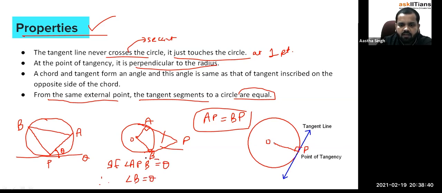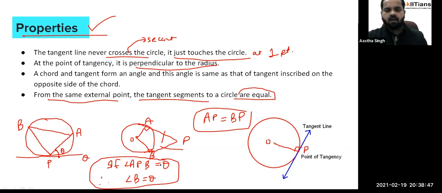Just keep in mind, it is basically the alternate segment property, the angle property of a chord and a tangent, right? The opposite angle is always equal to the angle made by a chord and a tangent, right? So this angle will also be theta. We'll move further. We'll do a question regarding it, right?